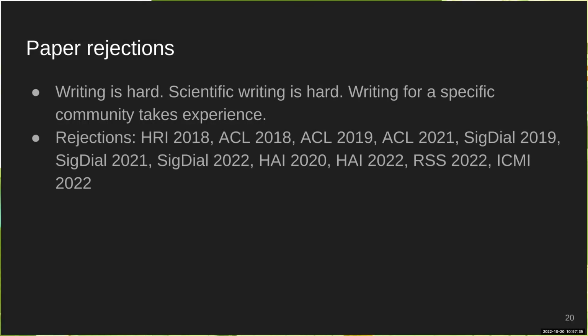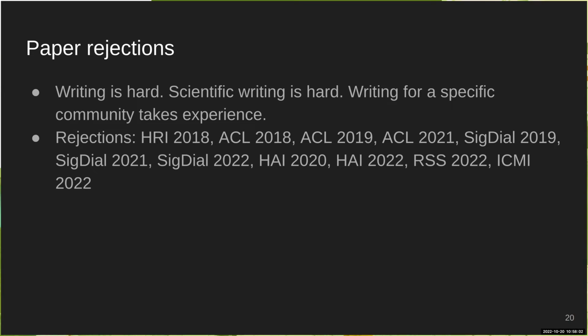So here's a handful of the rejections that I've had over the past 4 or 5 years. Some of these are very high ranking conferences that are just hard to get into, like it's 20% acceptance rate for ACL, for example. HRI is a little bit lower. SIGDA is a little bit easier to get into at like 35%, but the Human Agent Interaction Conference is an ACM conference, but it's actually not as hard to get into. But I've had papers rejected from even the HAI conference.